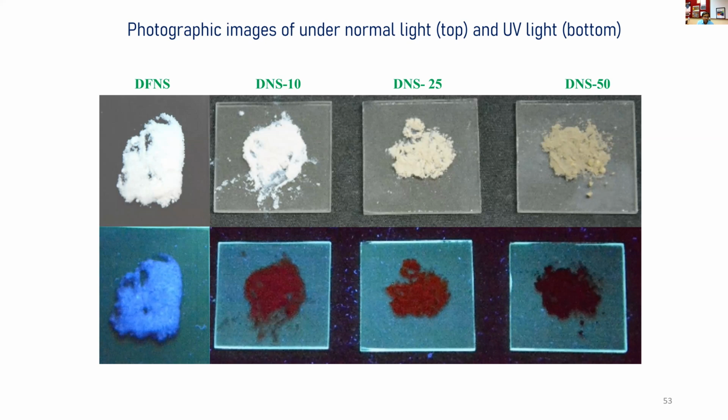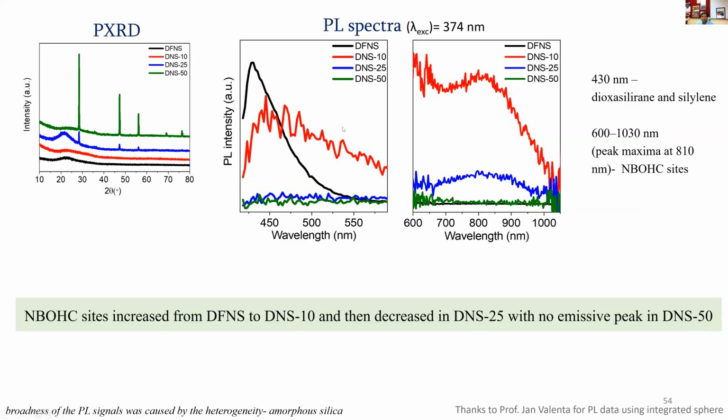Now to understand what those defects are, we carried out photoluminescence spectra, and you can see DFNS has this intense peak around 430 nanometers, which is for dioxosilirane and silirane. But with treatment with magnesium, that particular signal goes down. See 10, 25, 50, those defects are gone. But in the range of 600 to 1030 nanometers, around 810 nanometers, you see a new additional signal, which is for the non-bridging oxygen hole center, the O dot.